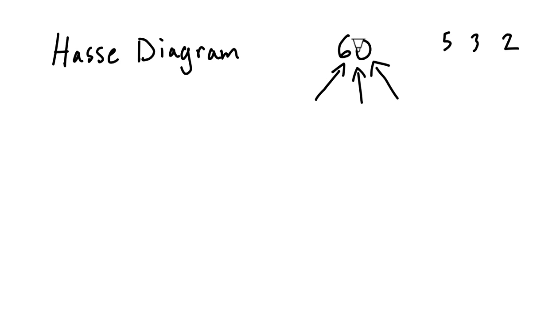So for instance, we could divide by 5 here and get 12. So it'll be like a 5 arrow. And then we could divide by 2 and get 30. We could divide by 3, for instance, and get 20. Okay, so there we go. Then on the next level, using these prime numbers, we could go again.